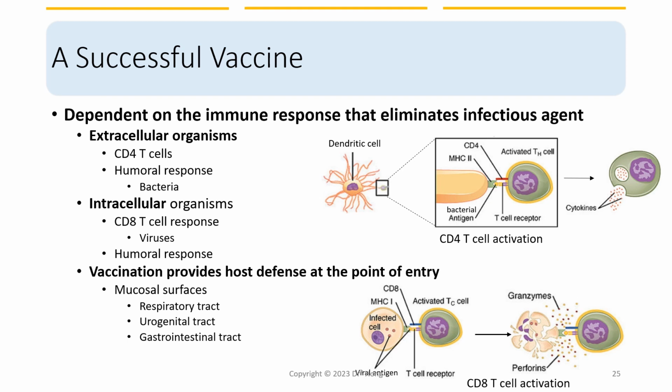Site-specific vaccination, such as from a mucosal surface vaccine, is particularly helpful in providing host defense at the point of entry. In this case, plasma cells will secrete both IgG in blood and IgA at mucosal surfaces, such as the nasal cavity of the respiratory tract.